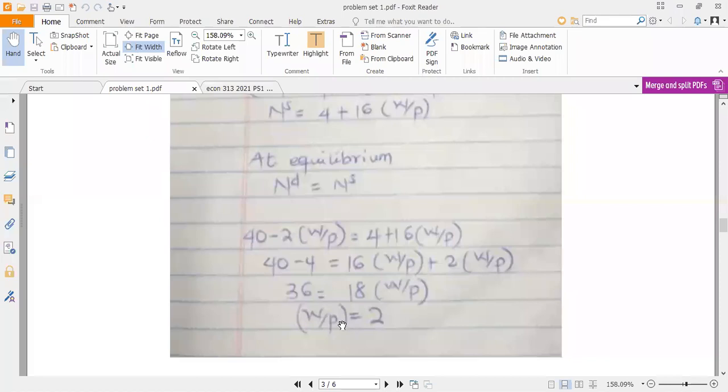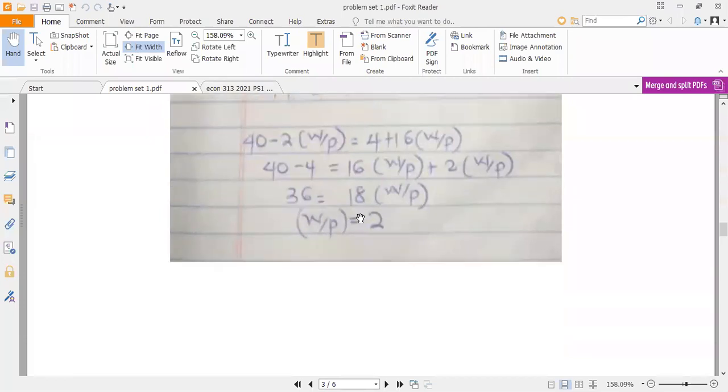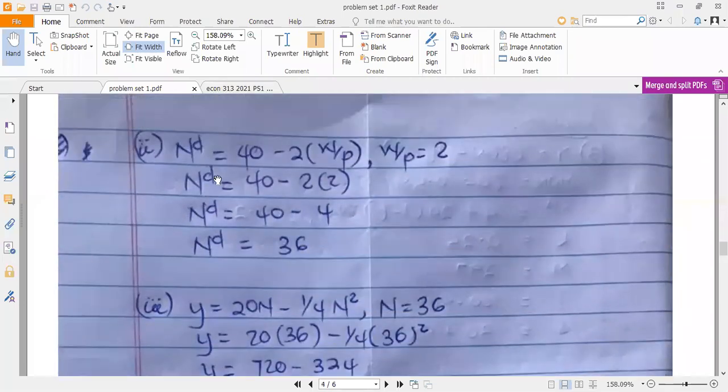Now that we have the real wage, we can go to either the labor demand function or the labor supply function to find our N. Just put W over P equals 2 into either ND or NS. Taking the ND function, we have 40 minus 2 by W over P, and our W over P is 2. So we have 40 minus 2 by 2, which is 40 minus 4, and we are getting 36. So this is our ND. Now, because ND is equal to NS, this is supposed to be our N. N is equal to 36.